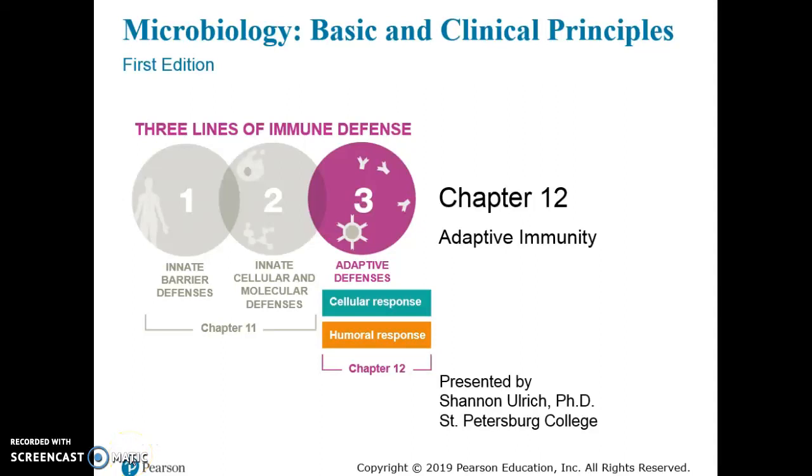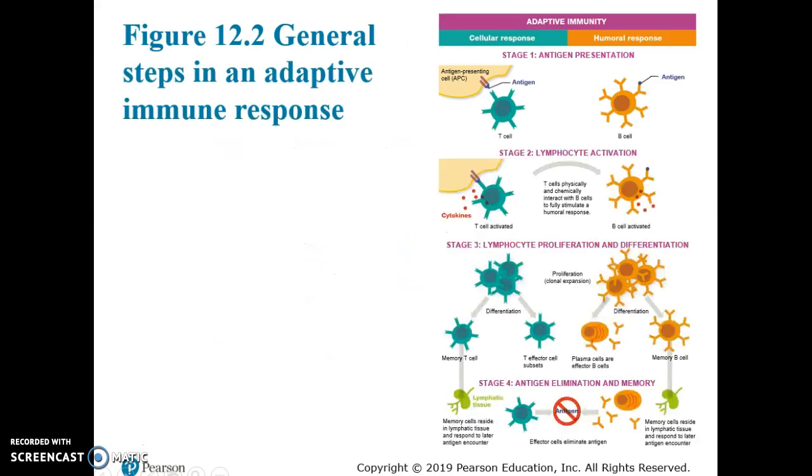All right, here's part 1 for chapter 12. This is looking at the third line of defense, which is also referred to as the adaptive immune response. This is going to be guided by what's considered the cellular response, which is T cells, and then the humoral response, which is directed by your B cells.